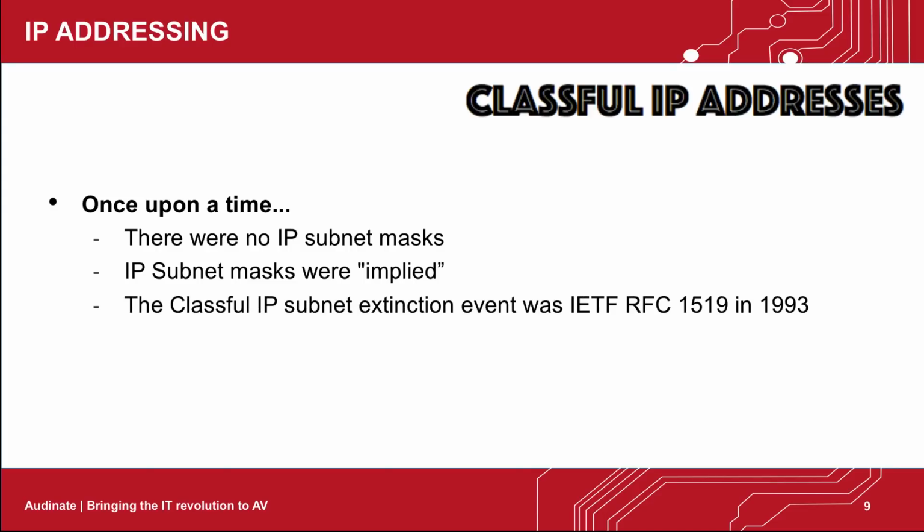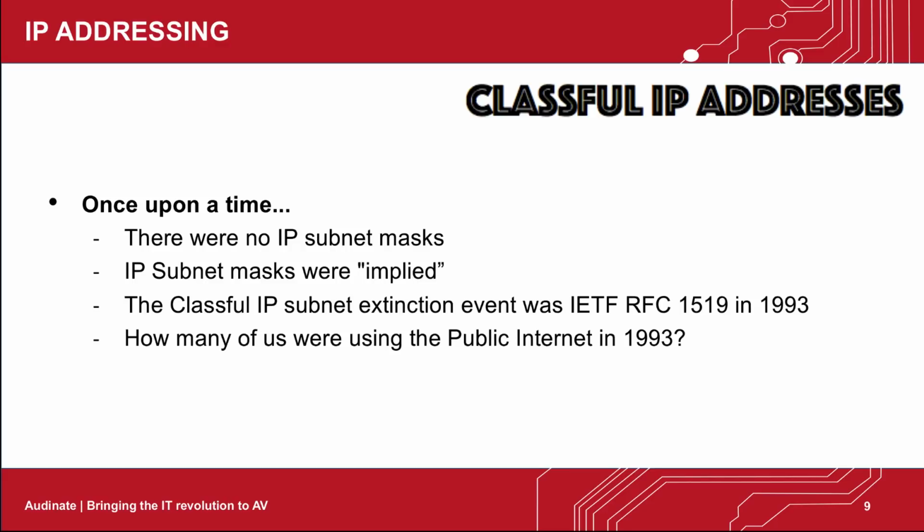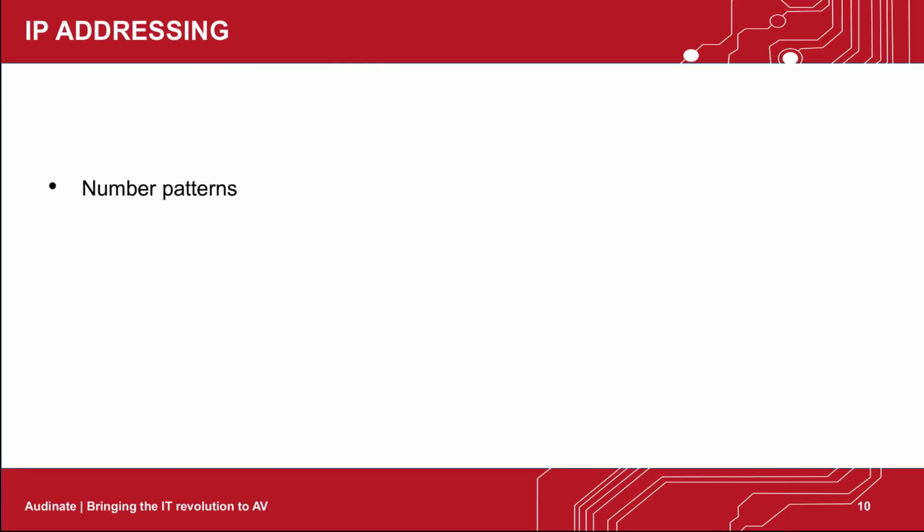The classful IP subnet extinction event was IETF RFC 1519 in 1993. Now, how many of us were using public internet in 1993? Not many. So why are we interested in classful IP addresses? This was somewhat of a hangover from the way backwards compatibility was worked out. We were dealing with number patterns in the old days. It's true, since 1993, modern IP has no class.